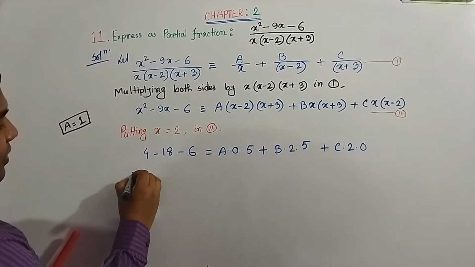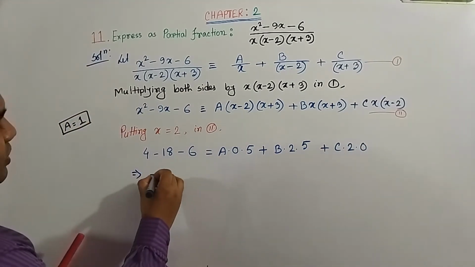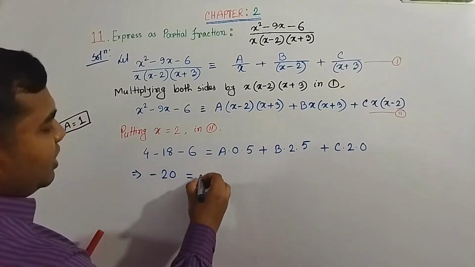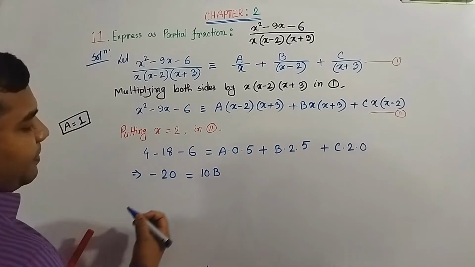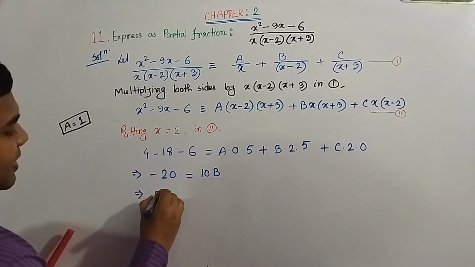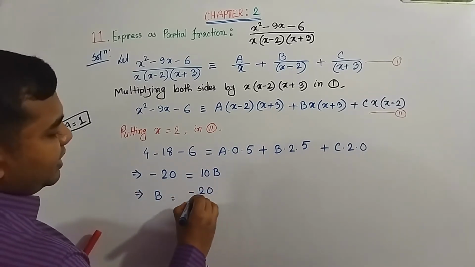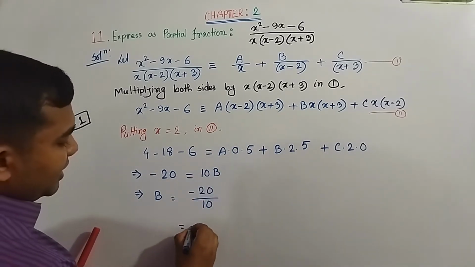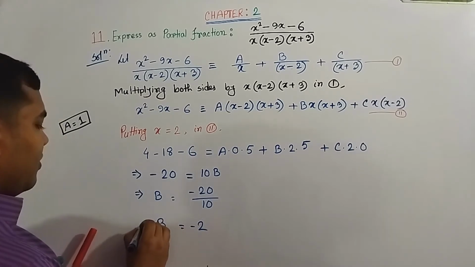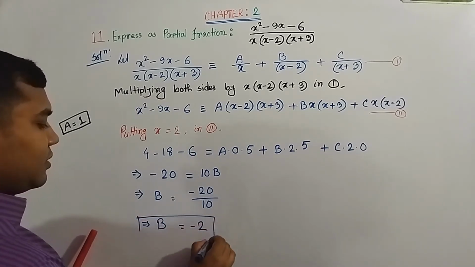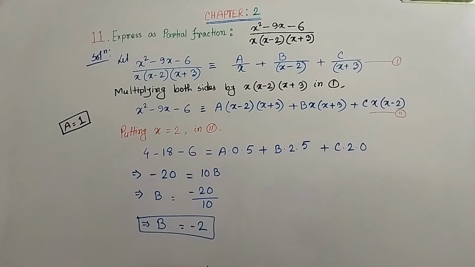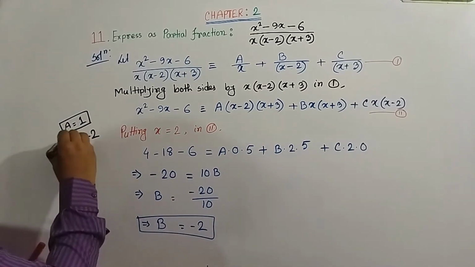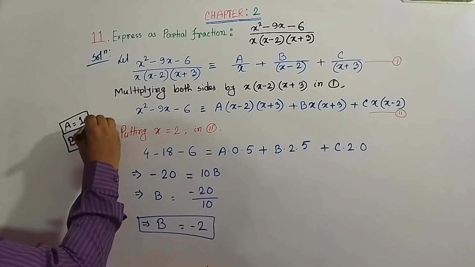So here we have found very clearly that minus 20 is equal to 0, 0, so it will be the only one, that is 10b. So the value for b is minus 20 divided by 10. If we cut down all of that, we get the value for b is minus 2. So what have we found? The value of b is minus 2.